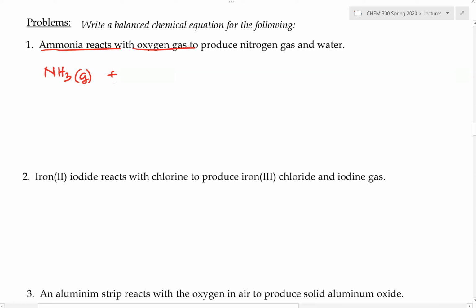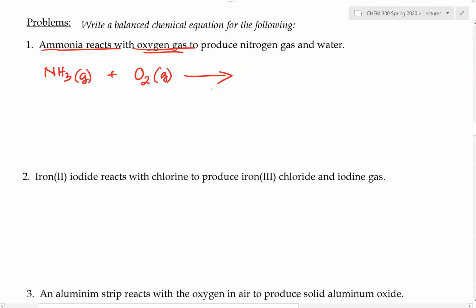And now oxygen gas. So here in this case, we are being told oxygen is a gas. And yes, oxygen is a gas at room temperature. And the chemical formula of oxygen is O2. Now, it is not O1 because O1 cannot exist by itself. But the most basic form of oxygen is O2 in order for it to exist by itself.